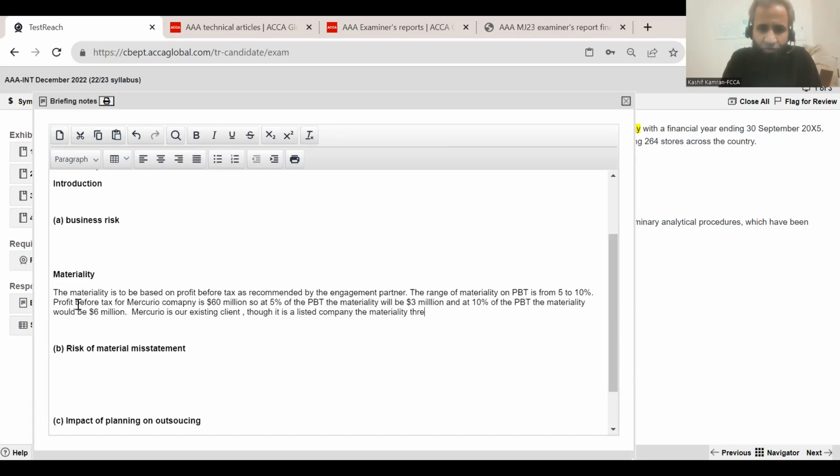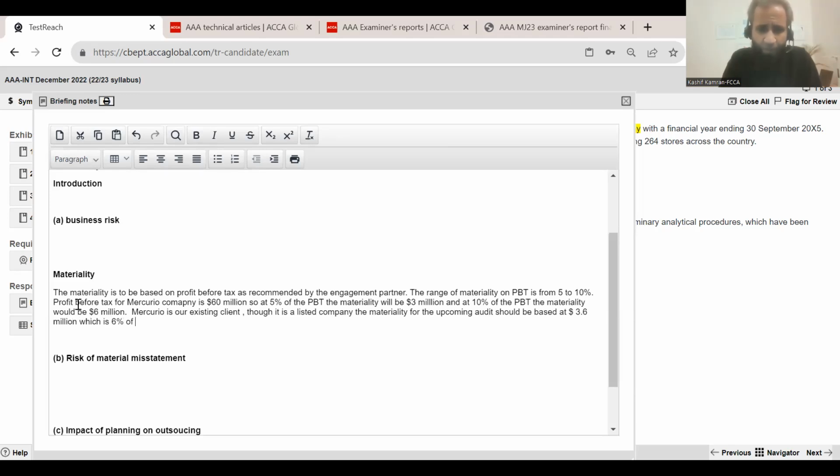The materiality for the upcoming audit should be based at $3.6 million, which is 6% of the profit before tax. So I'm not taking the lowest one, 5%, because it's not a new client. It is my recurring client. So I'm gradually increasing it to 6% of the profit. 6% of $60 million is $3.6 million, which is 6% of the profit before tax.